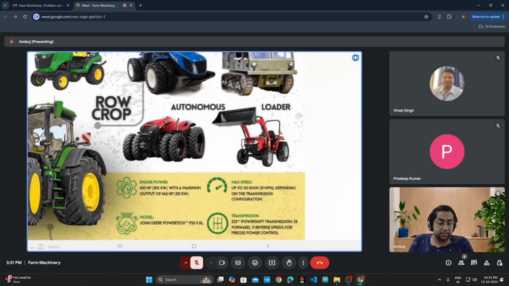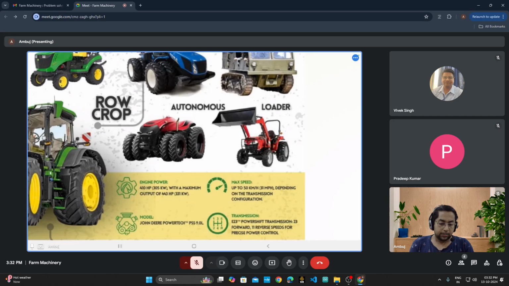Nowadays autonomous tractors and battery operated or electric tractors are the new state of the art technologies which are getting developed, and much focus is being given to them. So please do have a fair amount of information regarding these technologies.